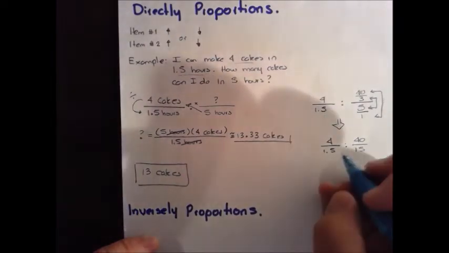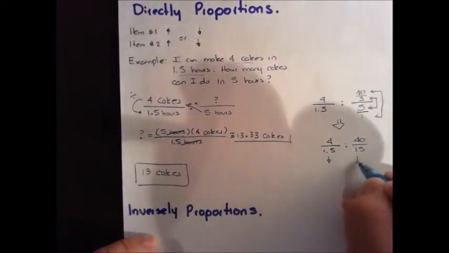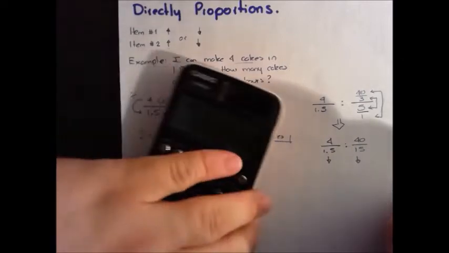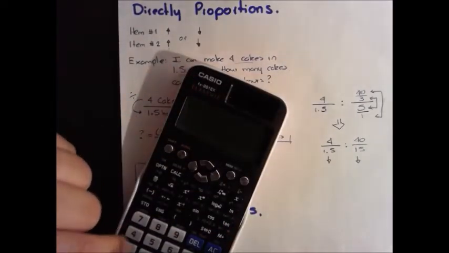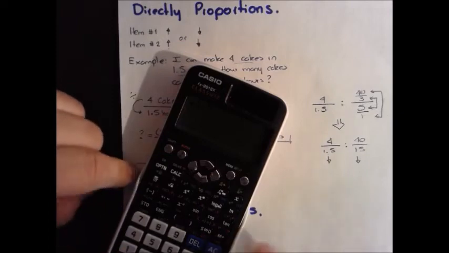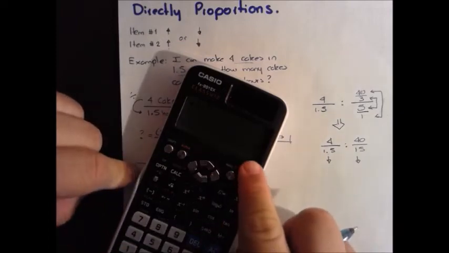So what is the ratio here and what is the ratio here? The ratio here is 4 over 1.5. The ratio is 8/3, as you can see.